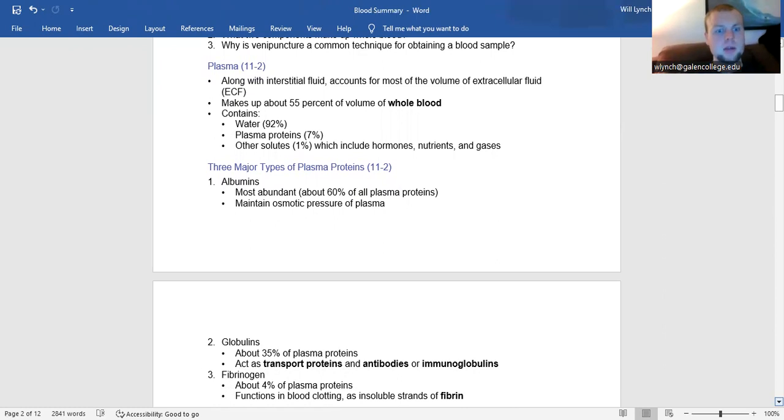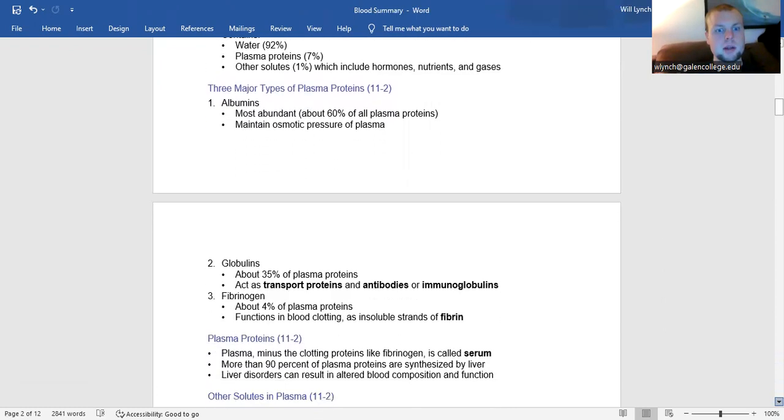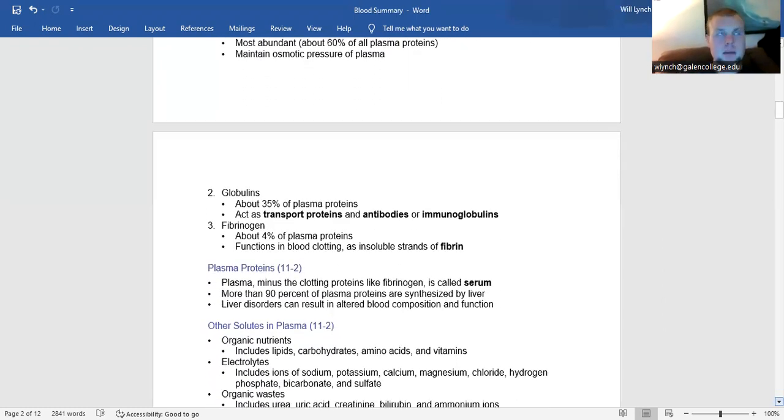Our second is going to be globulins. These are going to make up about 35% of our plasma proteins. They're going to act as either transporters or they're going to act in immune functionality, whether that be as part of the antibody or in the immunoglobulin family. Third is fibrinogen. These are mainly clotting factors. All right? Fibrinogen is going to make up about 4% of our plasma proteins. It's going to function in blood clotting, and its converted form is known as fibrin, which is insoluble strands that are going to form clots.